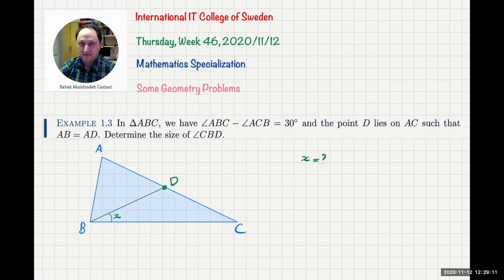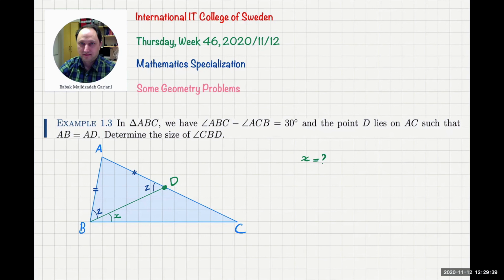So what we know is that this side is equal to this side according to what we have defined, yes? So this means that if I call this angle Z, I can call this angle also Z. Agree? Because this triangle ABC is an isosceles triangle. AB is equal to AD. Okay, and we learned that.